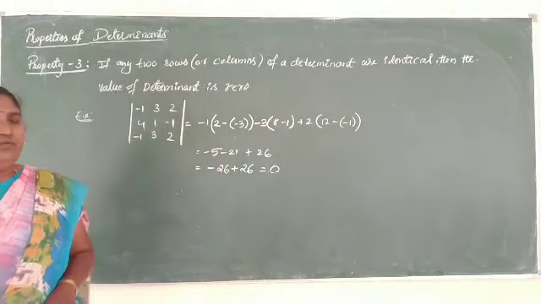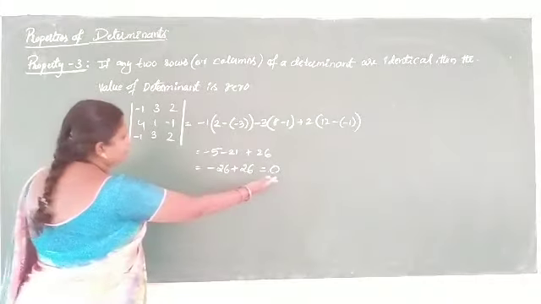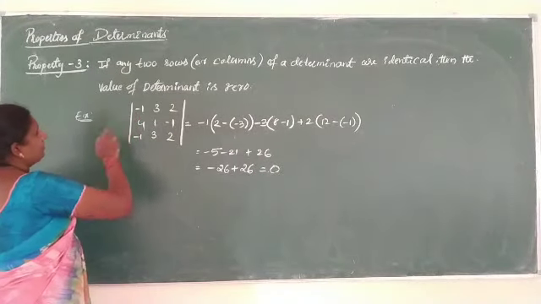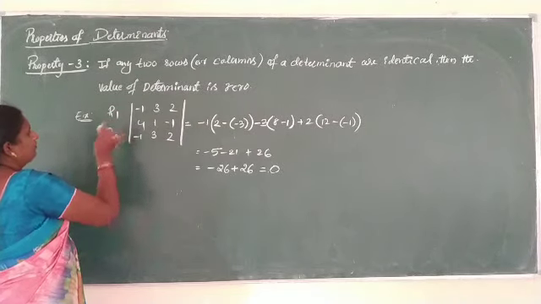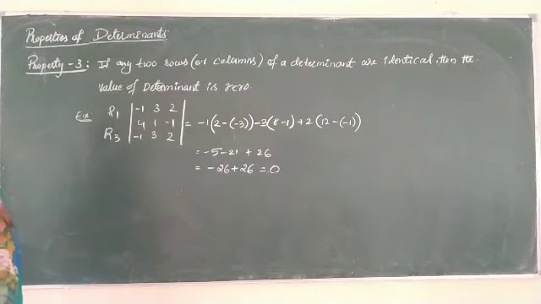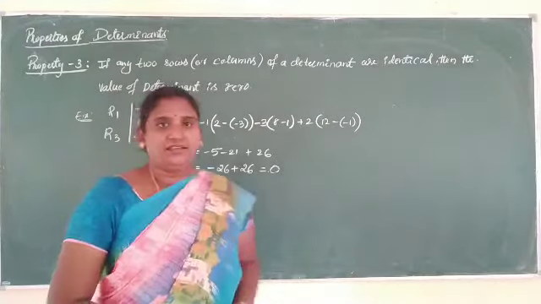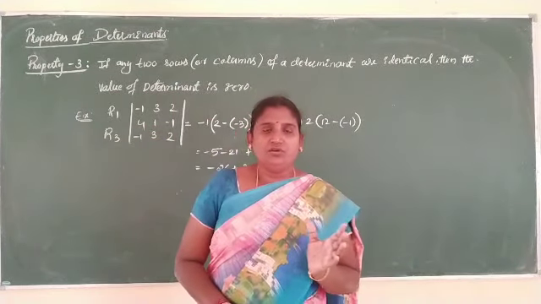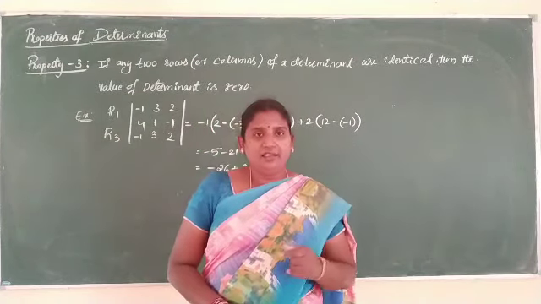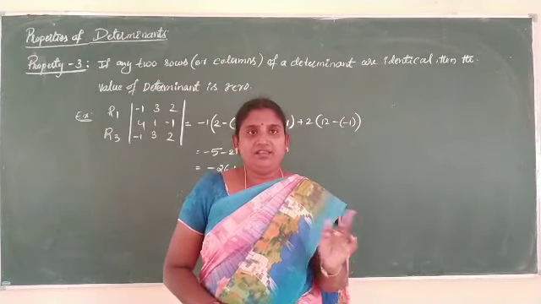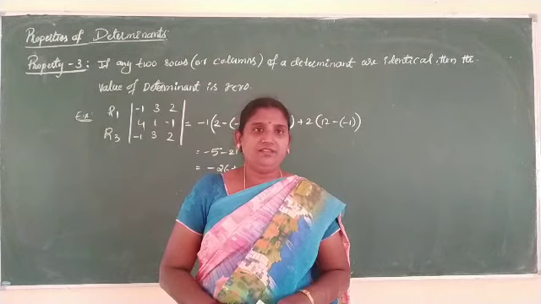Understood now? See what value we got here? The value is 0. And what happened here? The rows R1 and R3 are identical. I think you understood this property. Any two rows or any two columns of a determinant are identical, then the value of the determinant is 0. This is property 3.